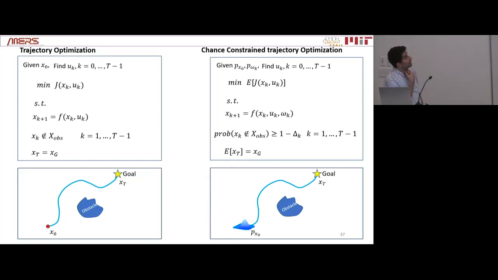In the deterministic case, we are given an initial state for the robot, and we are looking for a sequence of controls to minimize a cost function that usually represents an energy function, with respect to dynamical constraints, hard constraints on safety, and constraints on the final state. In the chance constraint version, we are given the initial distribution for the state and distributions for uncertainty, and we are looking for a sequence of controls to minimize the expected value of the cost function with respect to dynamical constraints, probabilistic constraints on safety, and expected value constraints for the last state.